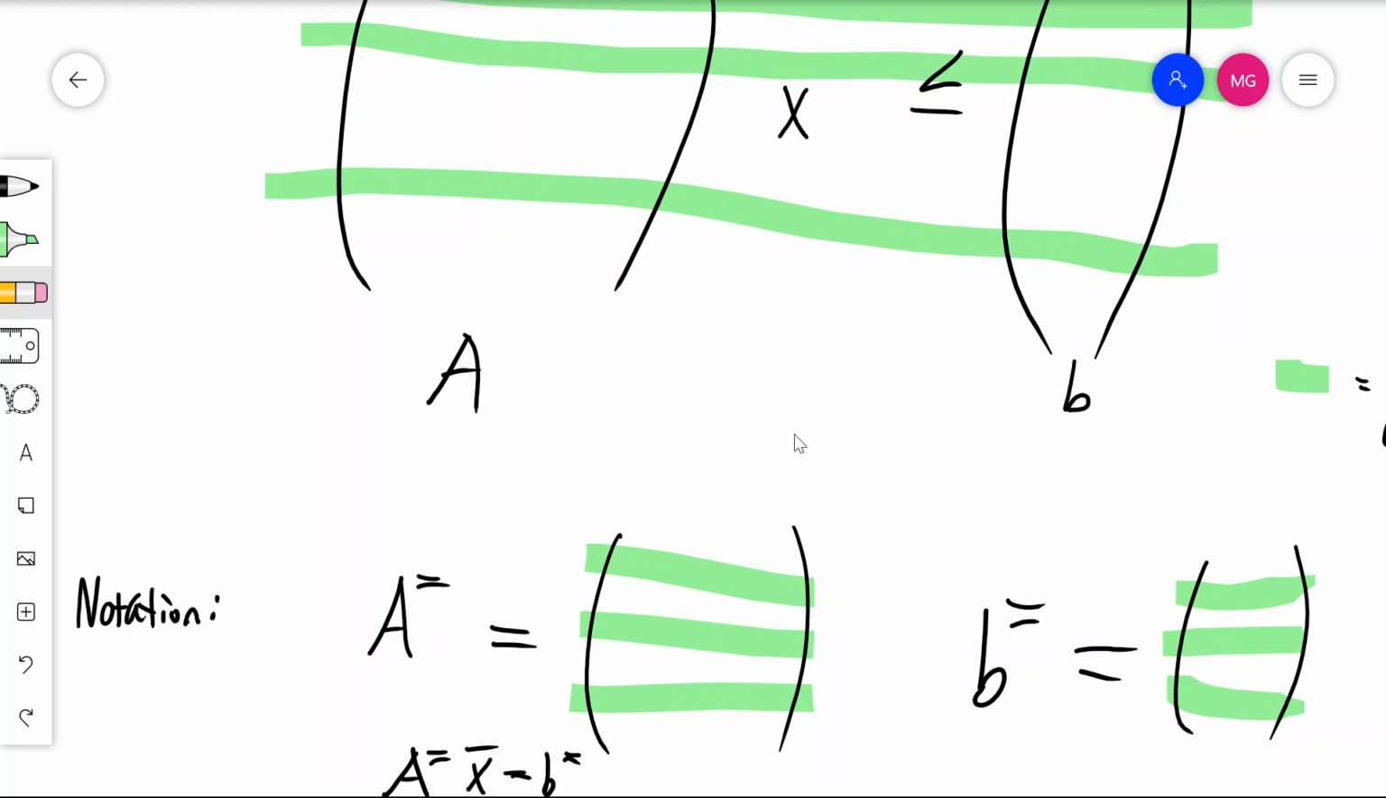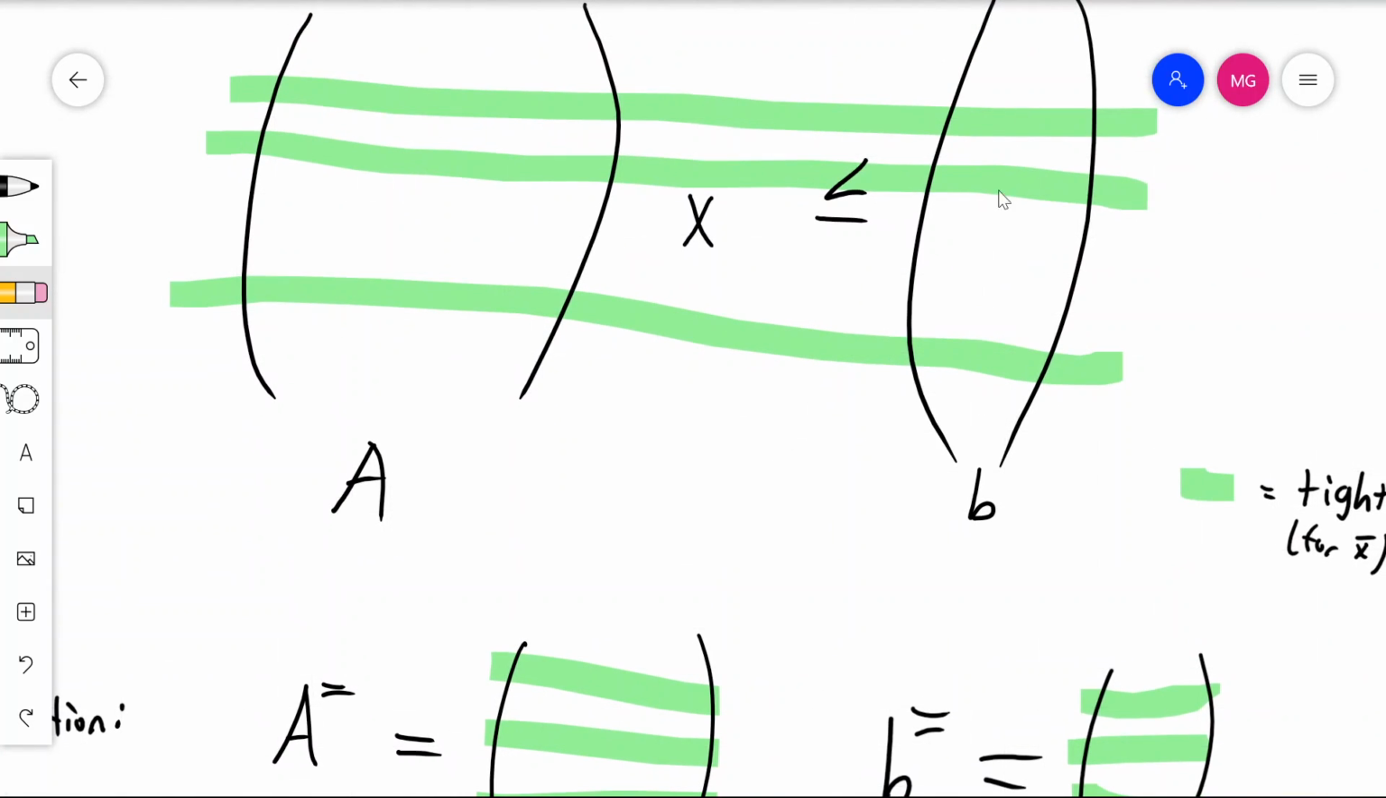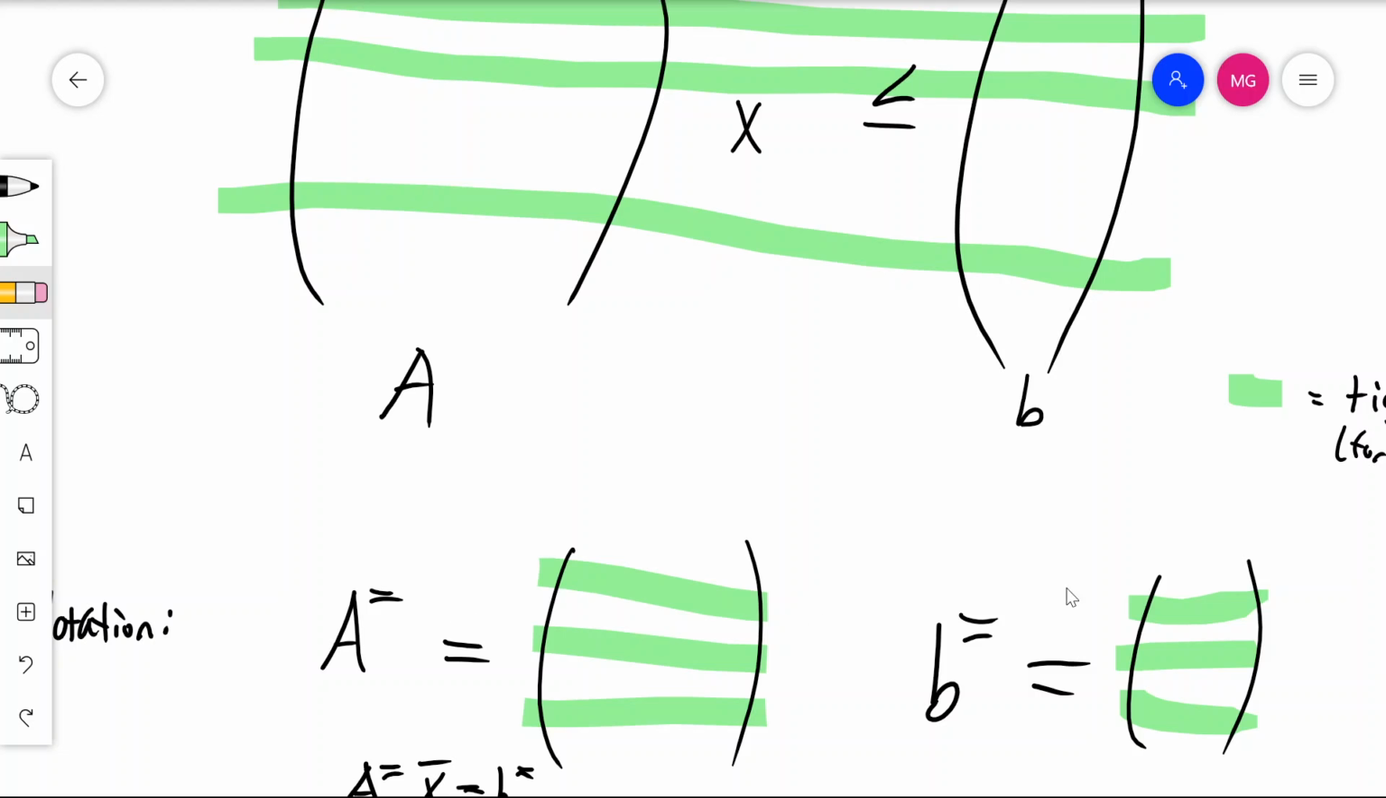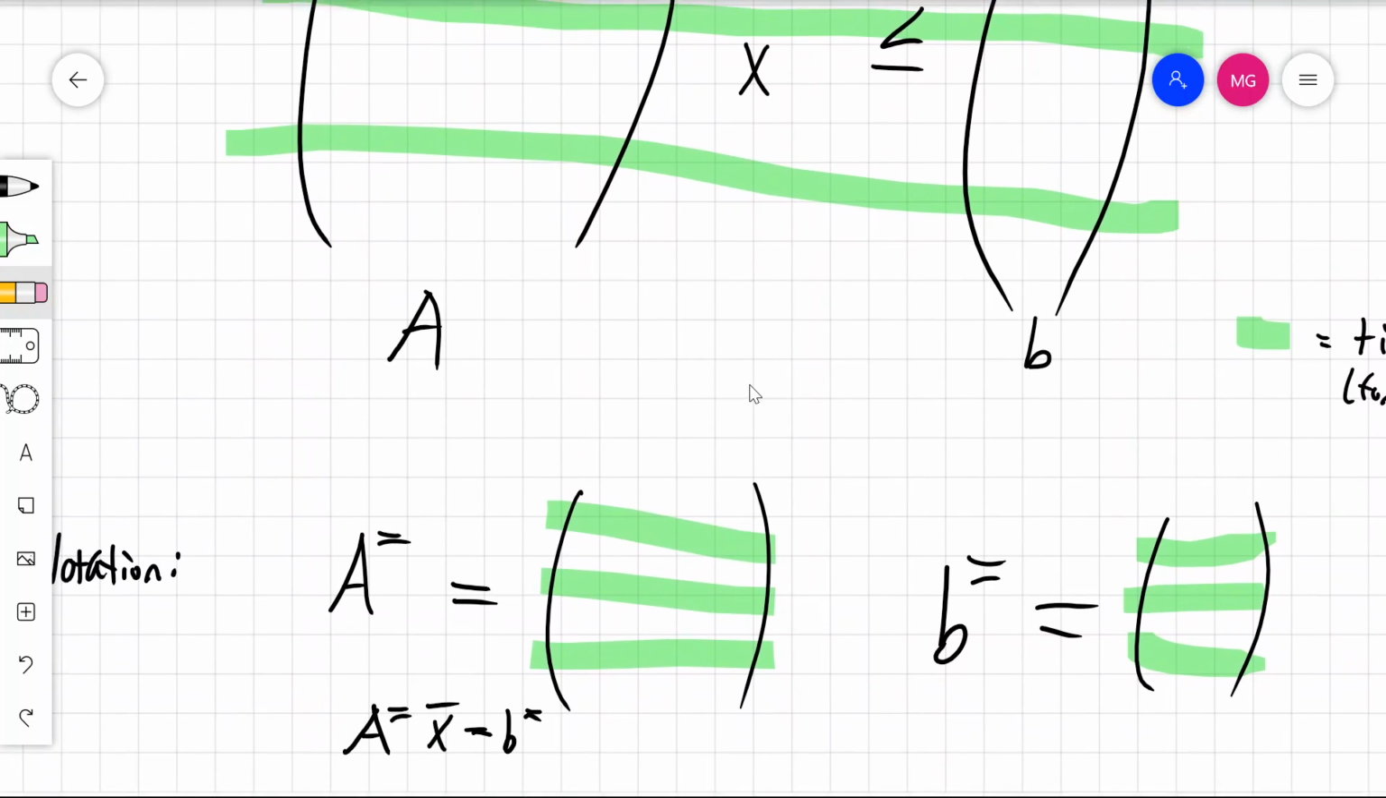A equality. And similarly, B equality is just the components on the right-hand side that got highlighted for the tight constraints, and I just smush those together, and that gives me this subvector B equality. So this is a submatrix and a subvector, respectively, corresponding to just the tight constraints.